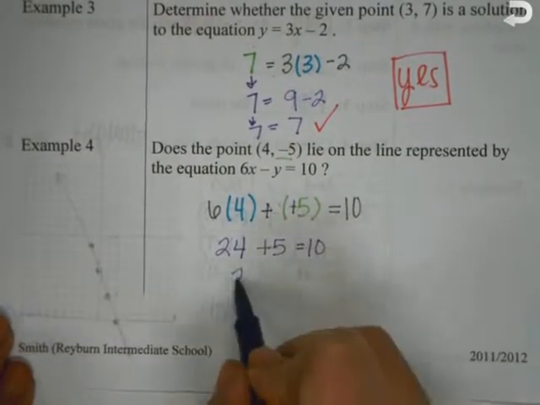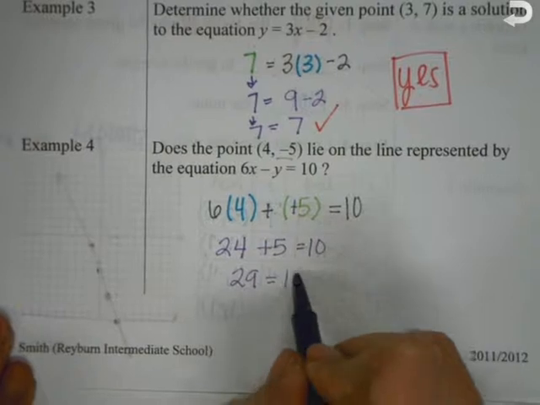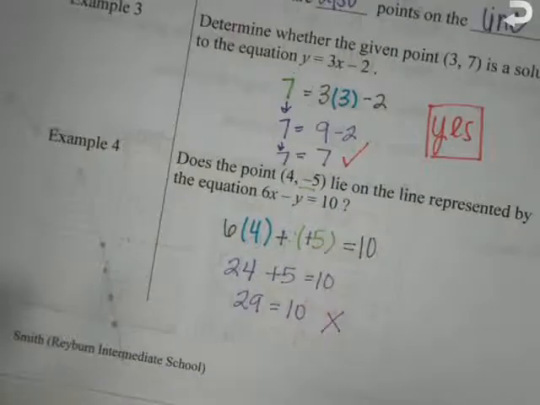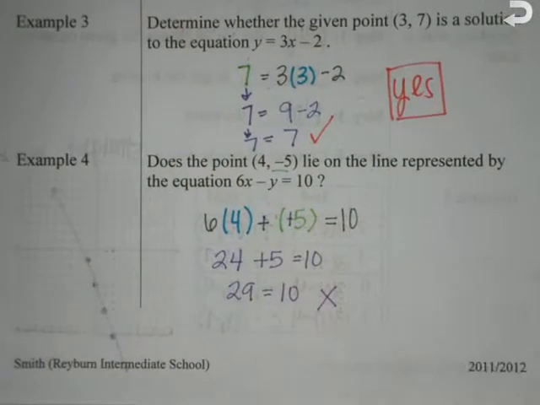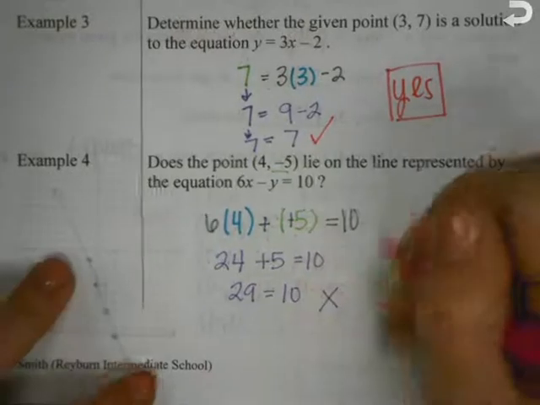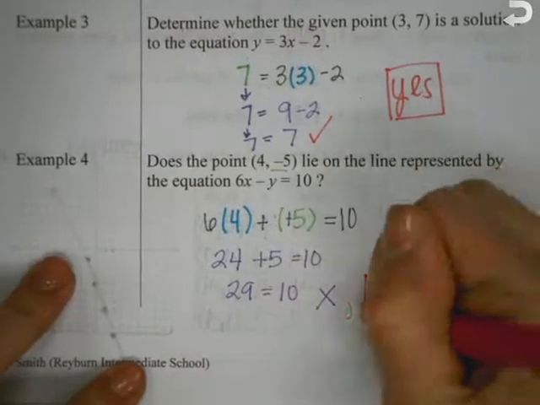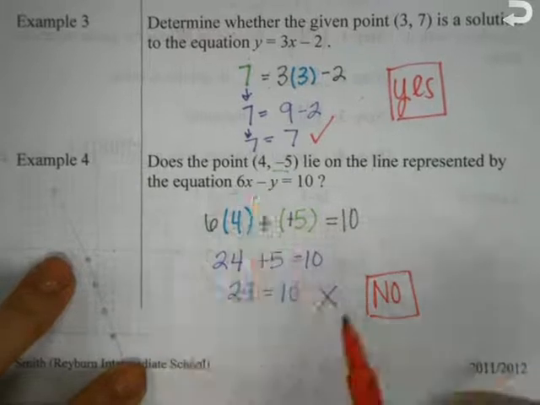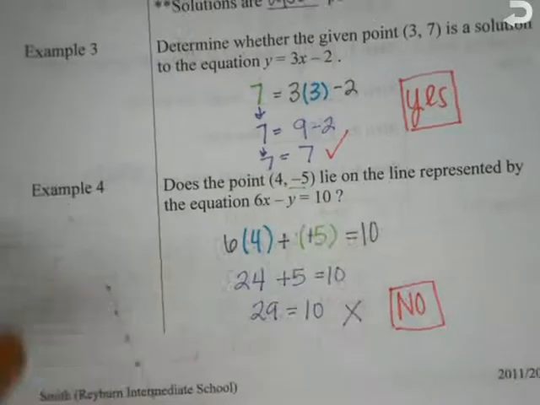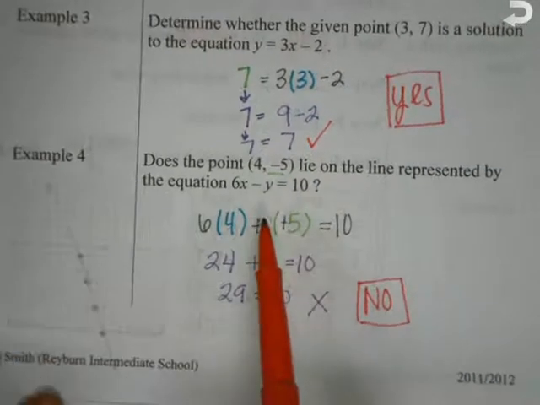No. So this is what it's saying, guys, really quickly. If I were to graph this line, we could make a table and actually graph the line, right? If I were to graph that line, the point 4, negative 5 is actually on that line. That's what it's saying. Does that make sense?